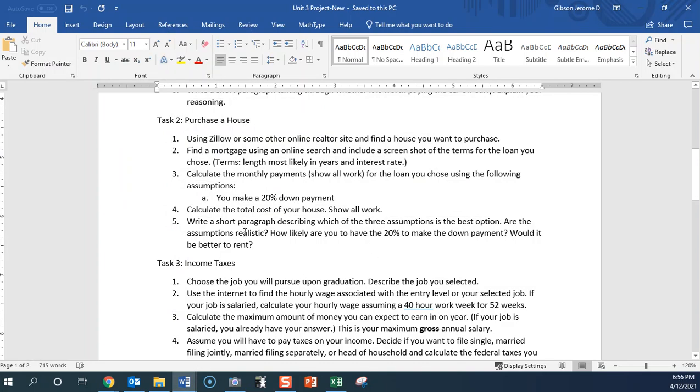Now, it says write a short paragraph describing which of the 3 assumptions is the best choice. Now listen, here's the thing. I made a mistake and left in the words 3 assumptions, but as you all see in number 3, there's only one assumption, the 20%. Are the assumptions realistic? Do you think it's realistic that somebody could put a 20% down payment? And then they ask you, how likely are you to have the 20% to make the down payment? Would it be better to rent? That's all opinion based upon what you received here for your answer for number 4. So I will leave that portion to you all to answer.